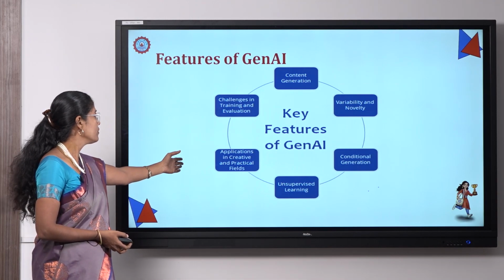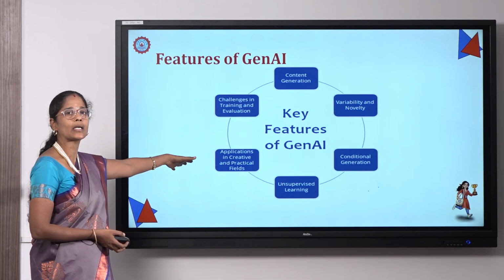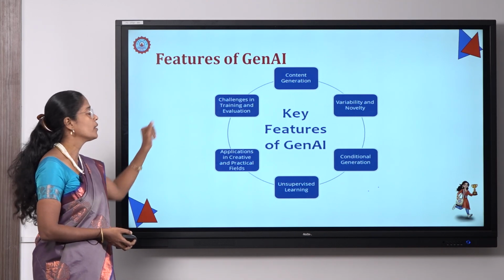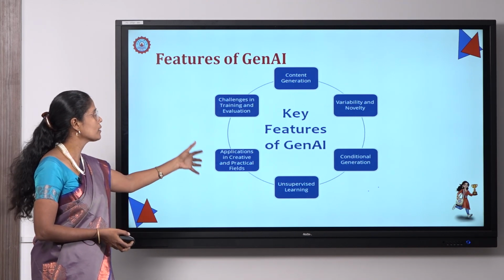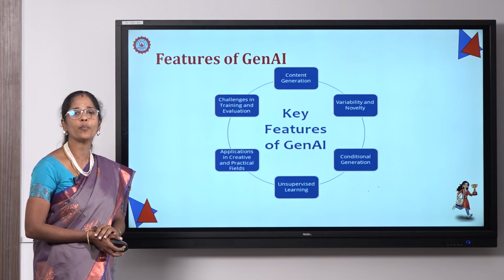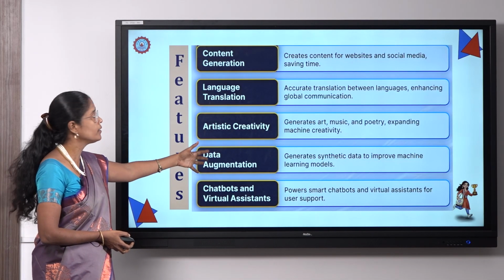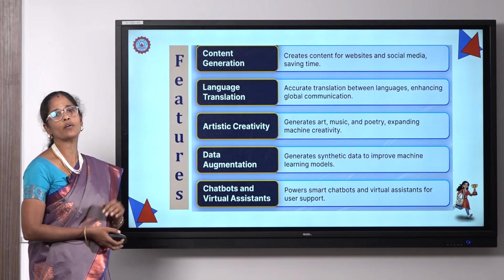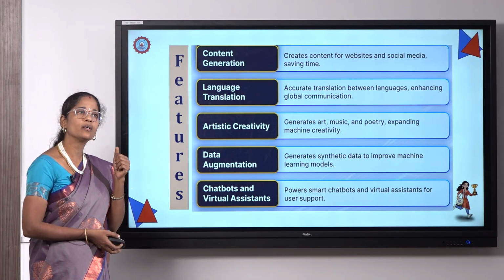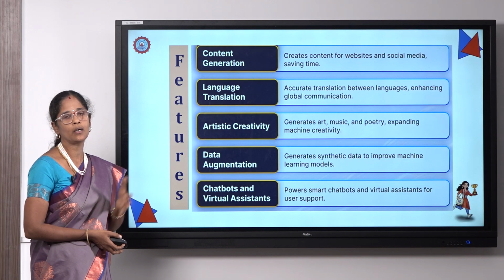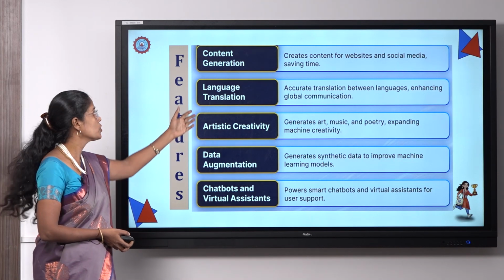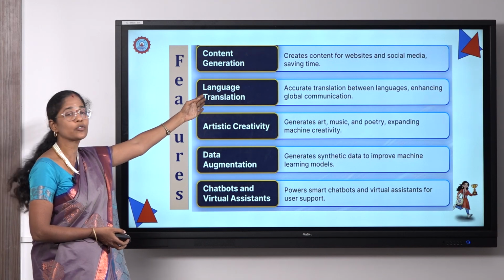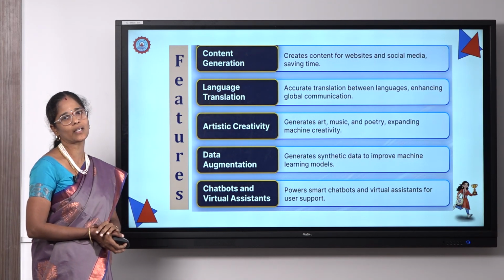Okay. Then if you see, all the applications are creative applications, and you have very good challenges in the case of training and evaluation. So, these are the key features that make generative AI popular these days. And to explain in detail, we can say these are the different features. Content generation is one of the popular features, where whatever text you wish to generate, the generative AI gives you that content. It just goes through different websites or social media pages and then generates the content.